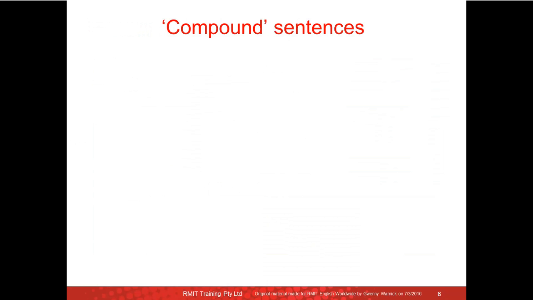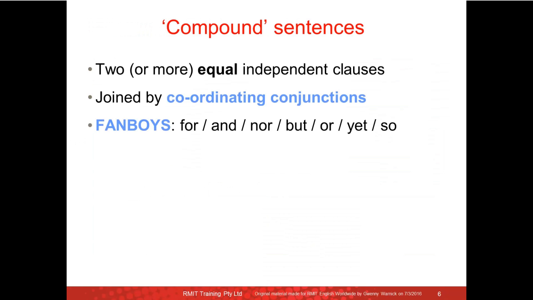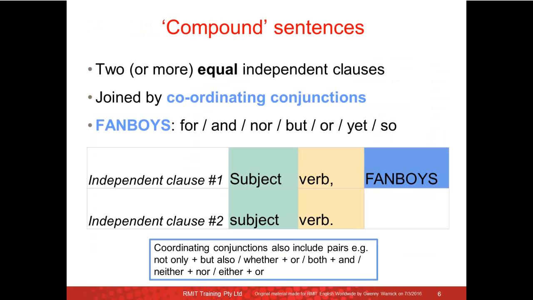Compound sentences allow me to do this. A compound sentence is two or more equal independent clauses, and we join them with coordinating conjunctions, which are often called fanboys to help you remember them. For, and, nor, but, or, yet, so. If you add one of these to an independent clause, it allows you to add another independent clause. Sometimes there are also two together. For example, not only but also, whether or, both and, neither nor, or either or.